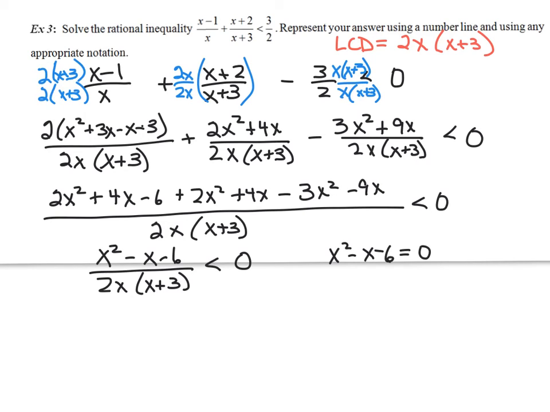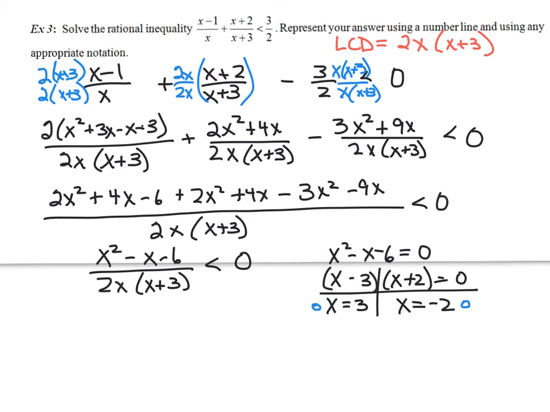So that numerator can be factored into x minus 3 times x plus 2. Do the t-bar, and I see that I get x is equal to 3 and x is equal to negative 2. Since my original inequality does not have an equals on it, that tells me that both of these values are going to have an open circle on my number line.